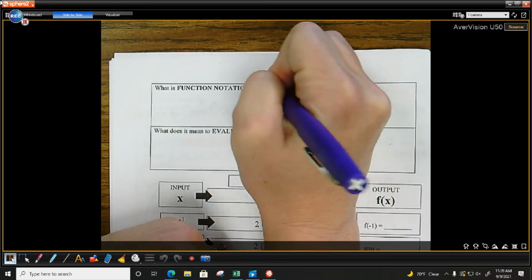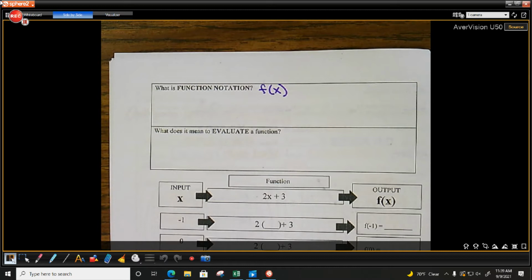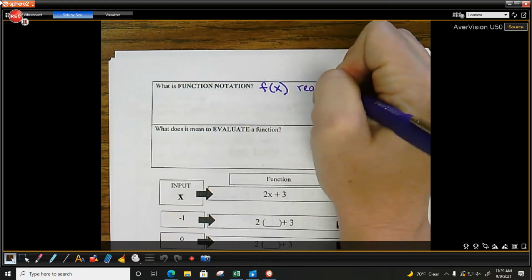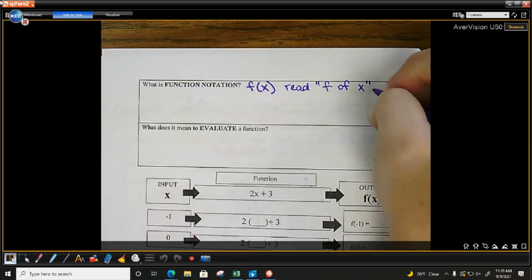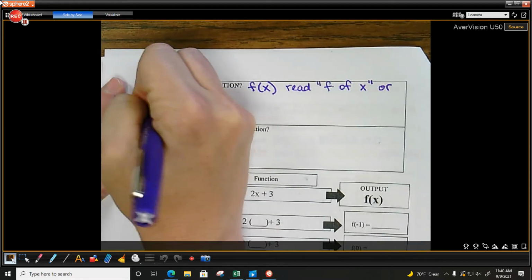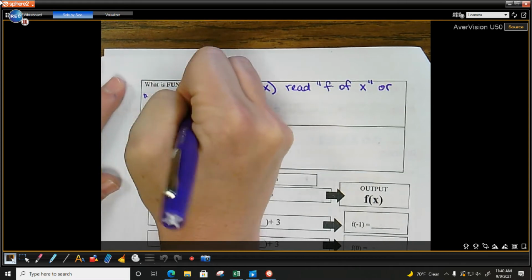It looks like this. That's called function notation. Now, before we move on and write more about this, do you think that means f times x? If you multiply two variables together, do you think you need the parentheses to show multiplication? No, you would just put two variables next to each other, right? So that's how I know this is function notation and not talking about multiplication. Okay? So the way you read this is it's read f of x, or a function of x.